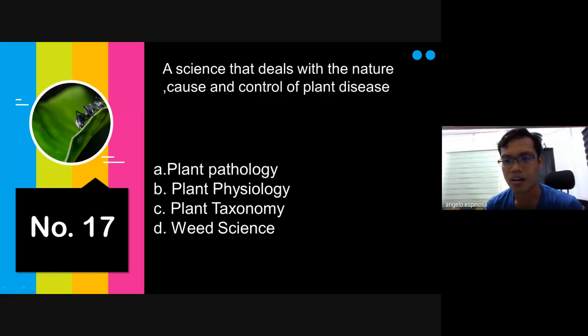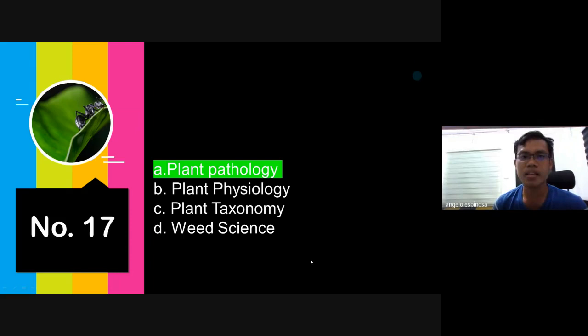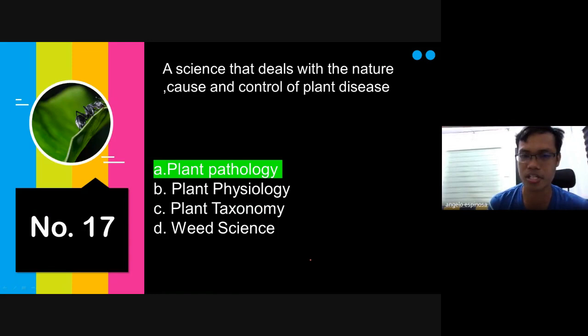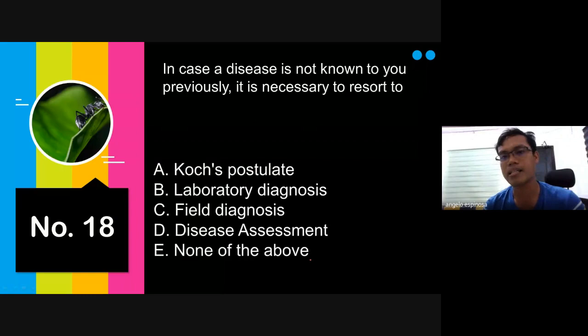Okay, let's check. What's the correct answer? Correct answer for number 17 is letter A, plant pathology. It's the science that deals with the nature, cause, and control of plant disease. It's called plant pathology. Ayan. Next, number 18. In case a disease is not known to you previously, it is necessary to resort to blank.